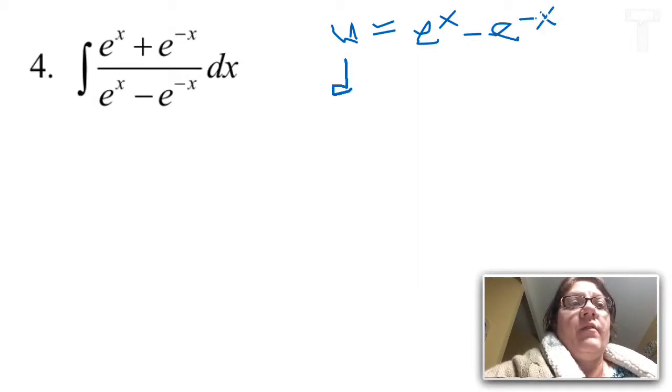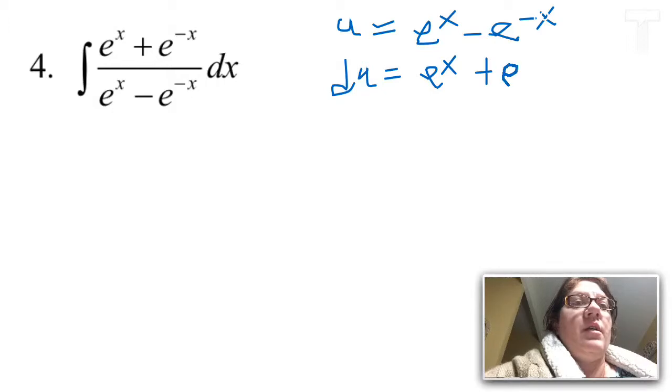So if I take the derivative of u, this is being really sloppy right now, and it's bugging me. So the derivative of e to the x is e to the x, and then minus, so I want to take the derivative of the exponent, which will be a negative 1, so that'll be positive, and then e to the negative x.